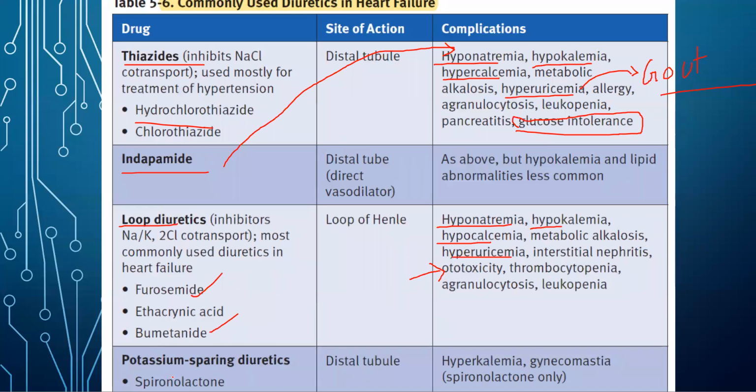Spironolactone causes hyperkalemia and gynecomastia. Very important that in the exam, if you see someone presenting to you, especially a male, with gynecomastia, and if you look at the medication, you find out there is spironolactone, there is digoxin, there is other medication. Spironolactone is the most common cause of gynecomastia. So remember that.